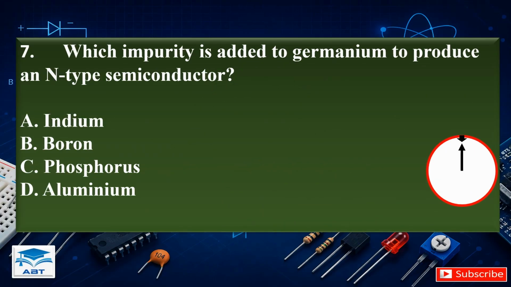7. Which impurity is added to germanium to produce an N-type semiconductor? A. Indium. B. Boron. C. Phosphorus. D. Aluminium. The answer is C. Phosphorus.